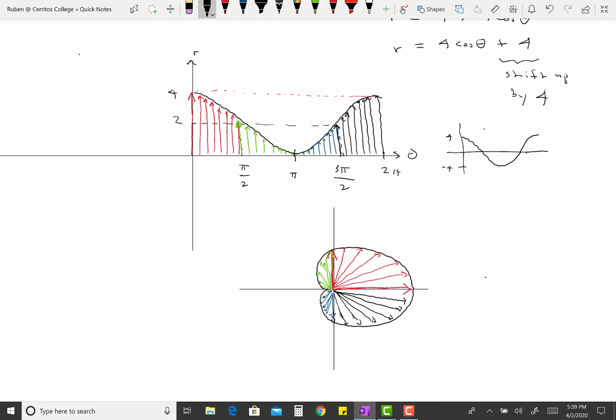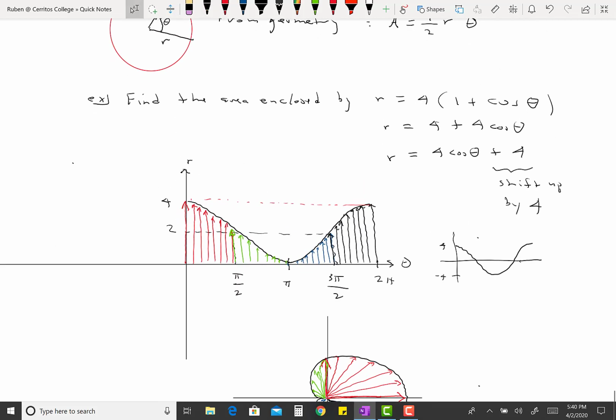We're going to need to be able to work with our graphs by hand. So I suggest that you practice graphing some of these polar equations, or all of them if possible, by hand. Okay, so now let's go to the calculus portion of this problem.